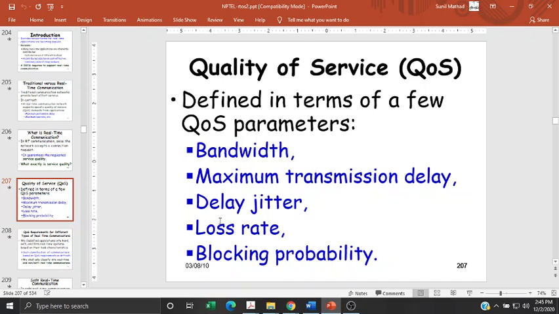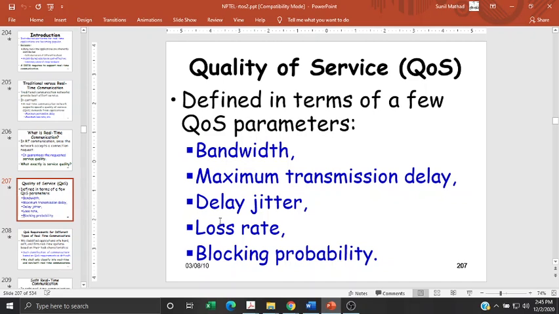Now, what are the defined terms in a few QoS parameters? Bandwidth. Always 100 Mbps or 200 Mbps, whatever the data rate or bandwidth the service provider has promised, that should be made available. So it is one of the criteria for the quality of service for which you are arguing.